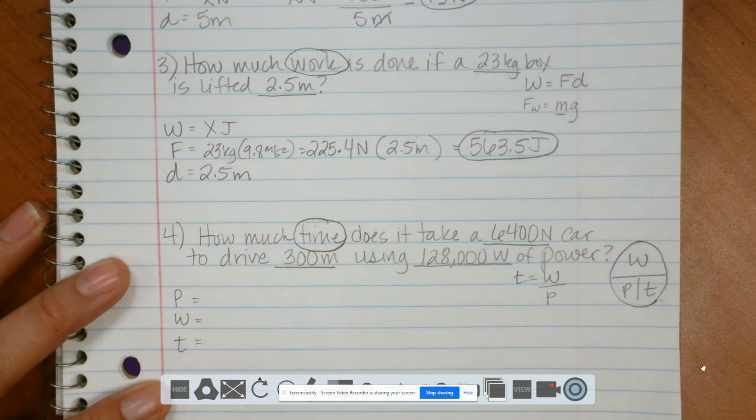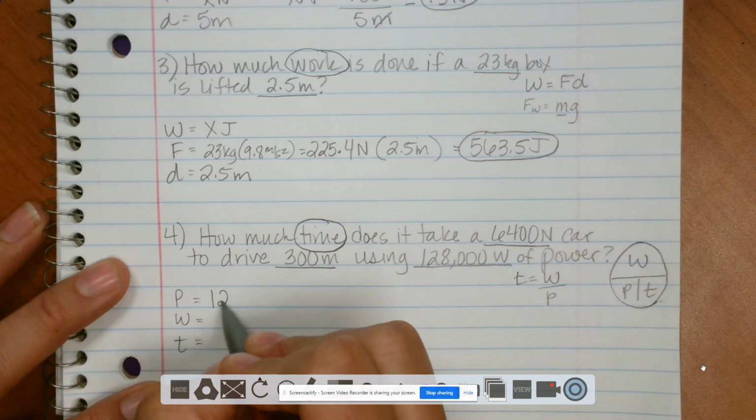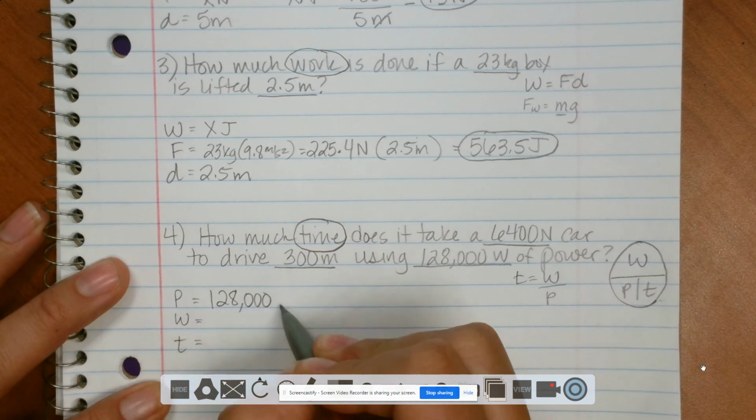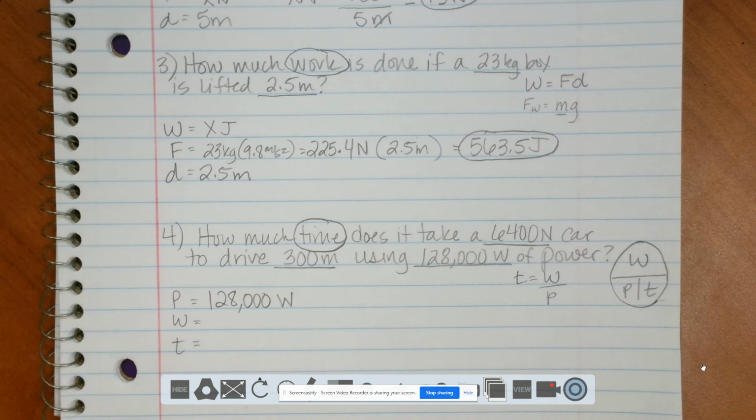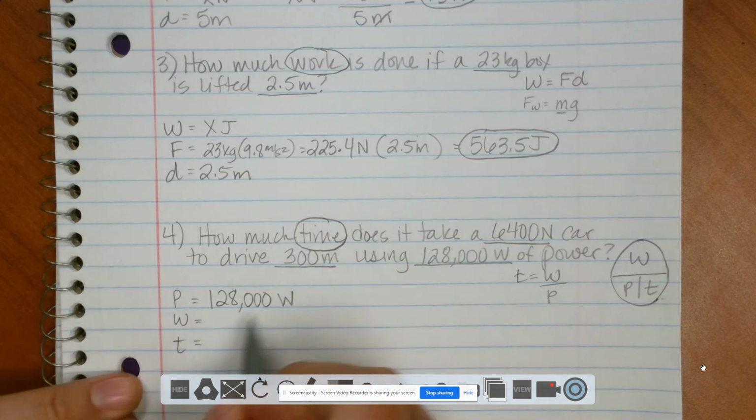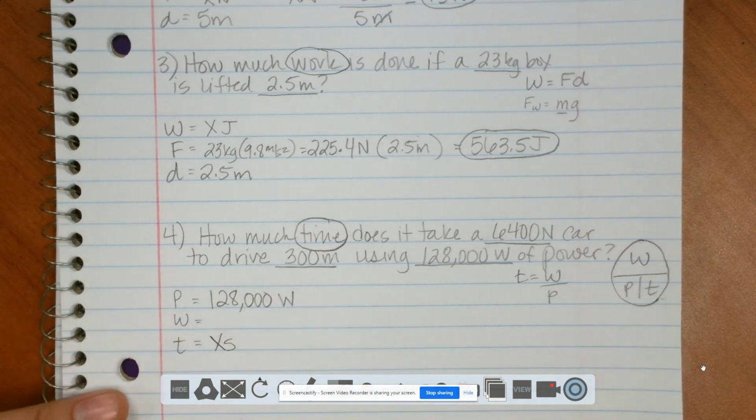So what am I given? Well, I look here, I am given a power, 128,000 watts of power. Am I given a work? So I'm looking for joules. Nowhere in here do I see joules. I do see a Newton and a meter, which I know makes a joule, so we might have to get to that. And I'm looking for time, and that's going to be X.